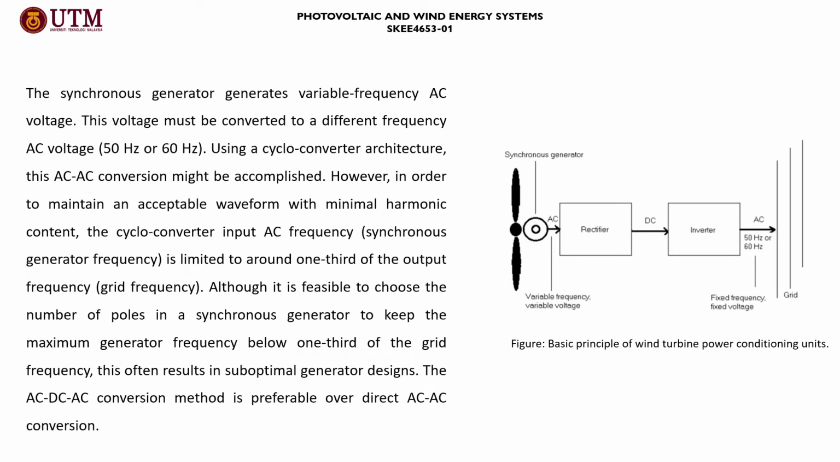In this figure, we can see the basic principle of wind turbine power conditioning units for a synchronous generator. We can find the fan here, which starts moving and produces an AC voltage. Then it is rectified and changed to DC, then inverted again to AC until it reaches the output port.